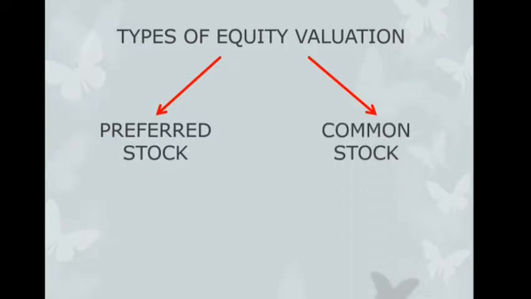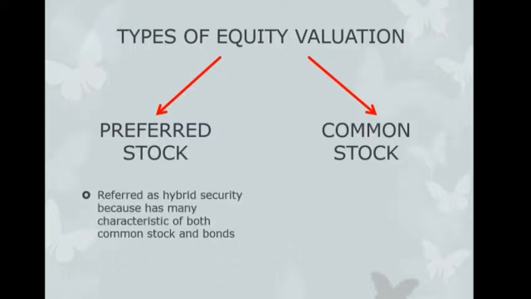What is preferred stock? Preferred stock is referred to as a hybrid security because it has many characteristics of both common stock and bonds. What is meant by hybrid security? It means that like common stock, which has no fixed maturity date, preferred stock also has none.